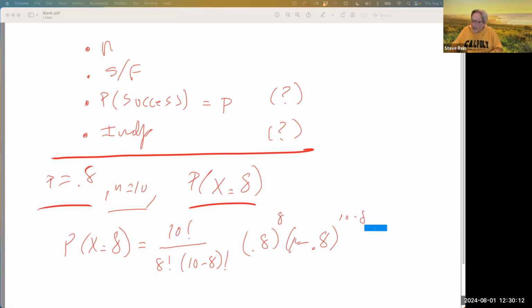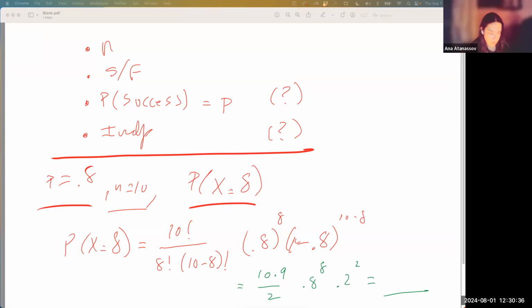And I'm going to write this down in a different color downstairs with a little bit of simplification. This is just 10 times 9 over 2 times 0.8 to the 8th power times 0.2 squared. And I don't know the number, but I'm betting that one of you can tell me the number relatively quickly. I got 30.199. Like, okay, 30.2. Okay, so 30.2%.